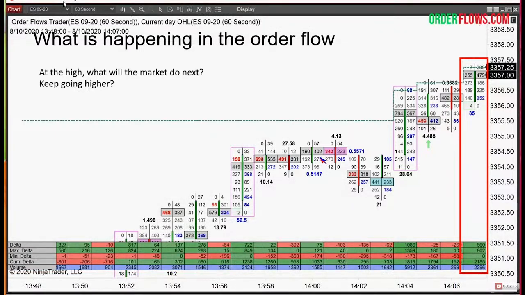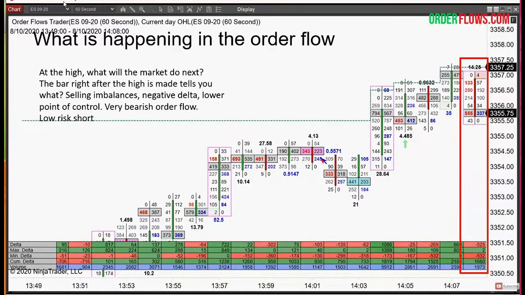Right? Okay, well maybe we'll go higher, right? Because we still got positive delta, closing right up near our high. But then if you watch, the next bar comes in. It's a red candle. Okay, got negative delta. That's not a good sign. You're at your high of the day. Sellers are all of a sudden in control of the market.